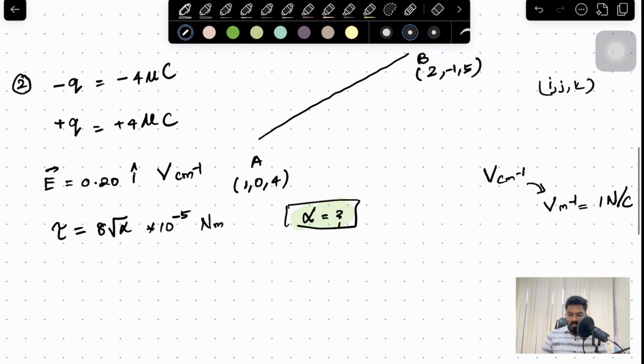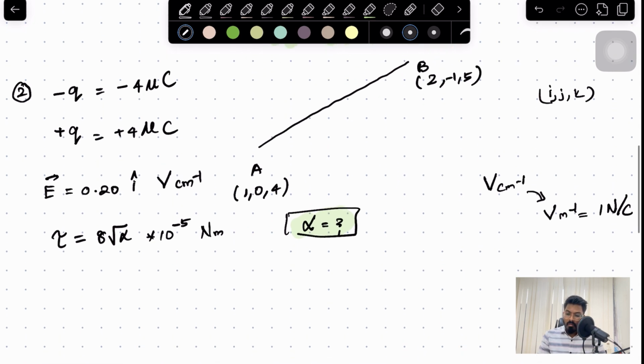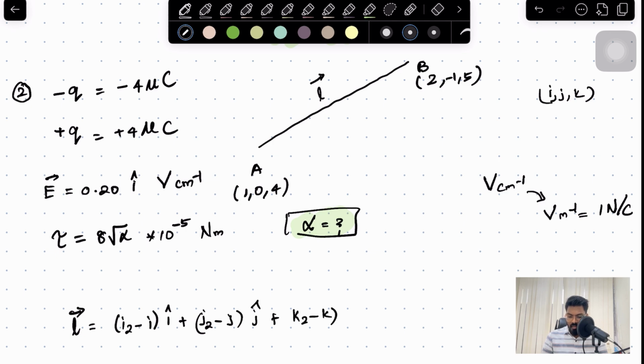Now let's go back to the setup we have. We have these two different points. What I can do is create a vector called the L vector, which is nothing but the line connecting these two points in space. I can represent the L vector as (i2 minus i1) into i cap plus (j2 minus j1) into j cap plus (k2 minus k1) into k cap.